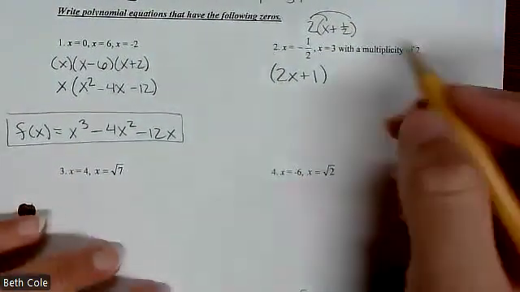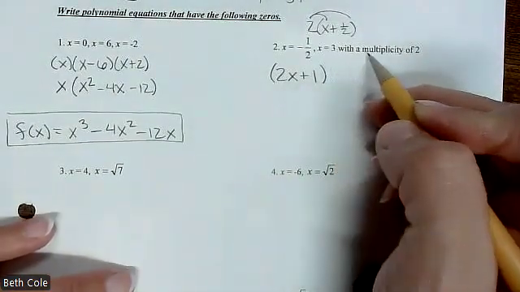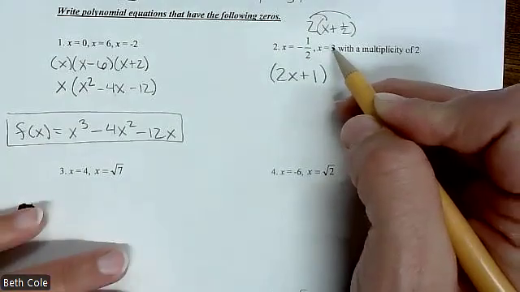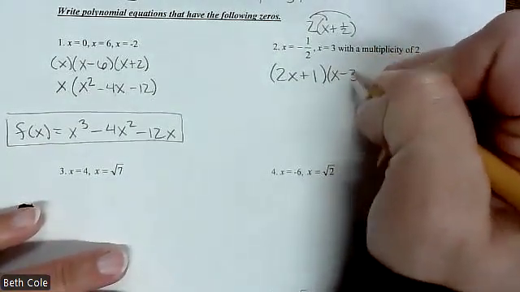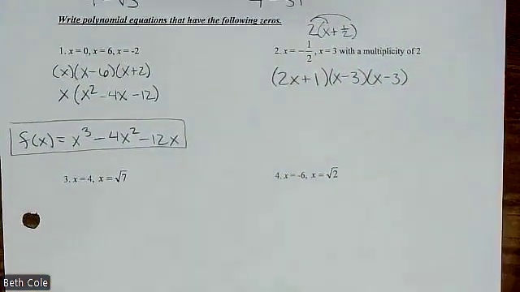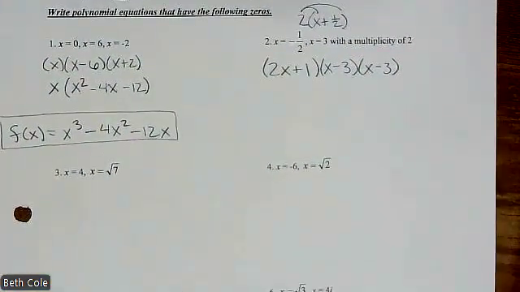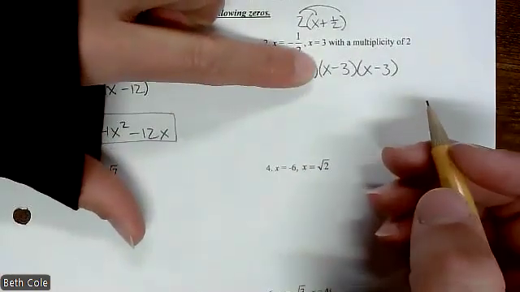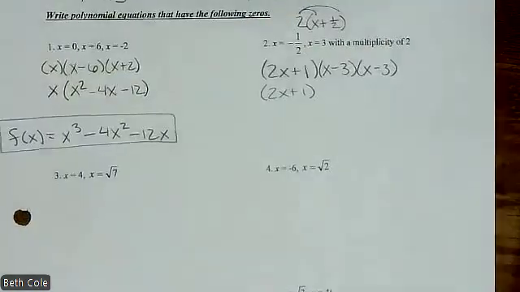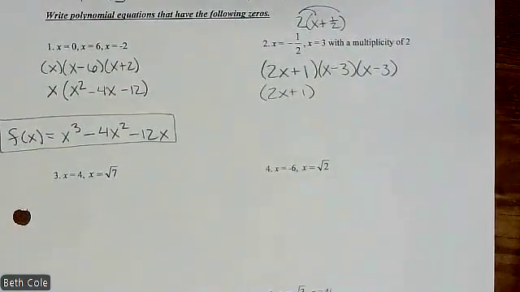Yay. Now the next one is 3, but it says with a multiplicity of 2. That means it's a twin. So we're going to have the factor x minus 3 twice. It says with a multiplicity of 2, so that means twice. And then you just multiply it all together. Again, you can only do 2 at a time. So the first one just waits patiently.